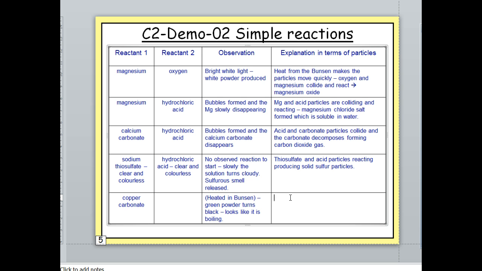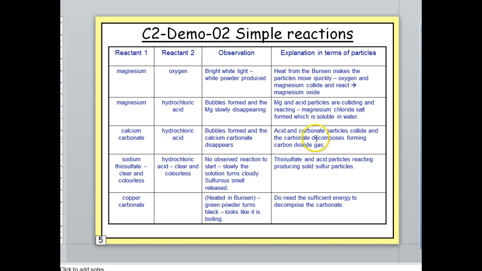So explanation in terms of particles, well, really we're just decomposing the copper carbonate, and in fact it's just the carbonate that's decomposing in this case. So you can ask the question of whether collision theory really counts in this case in terms of particles colliding, but we certainly do need sufficient energy to decompose the carbonate. So that's a slight anomaly, but that's what makes the science interesting. It's the anomalies that we need to be able to explain.